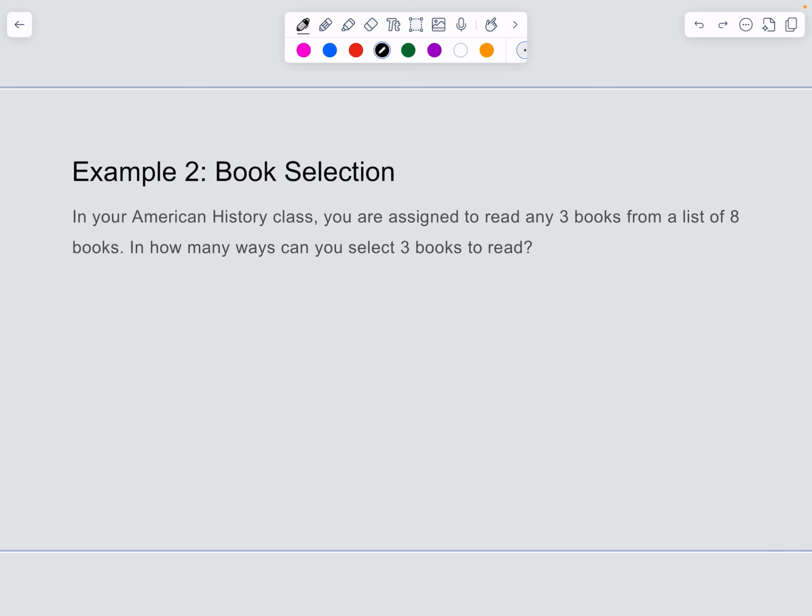So let's use it. In your American history class, you are assigned to read any 3 books from a list of 8 books. In how many ways can you select 3 books to read? So the order doesn't matter, you get to choose any 3. We have 8, we're choosing 3. That's how I remember this one, 8 choose 3. So 8 factorial is my numerator. I do the difference, 8 minus 3 factorial, and then that 3 factorial. So we've got 8 factorial over 5 factorial times 3 factorial.